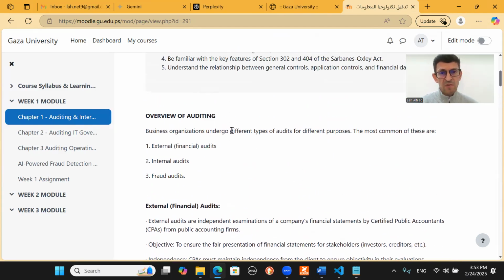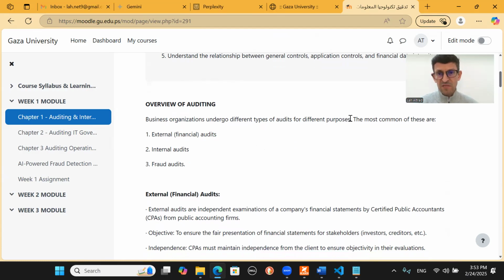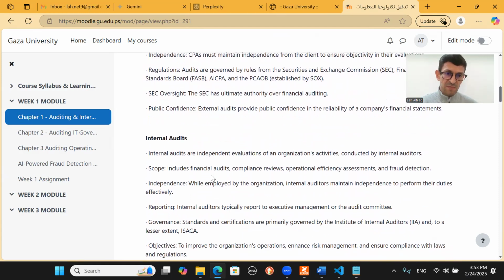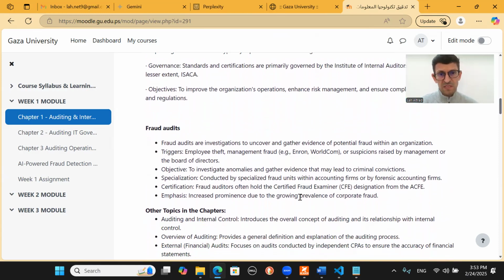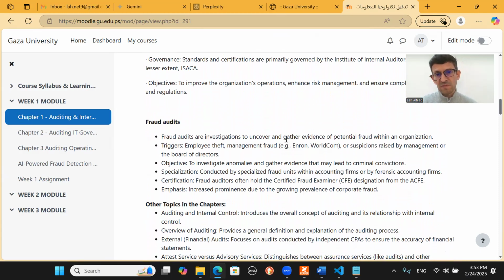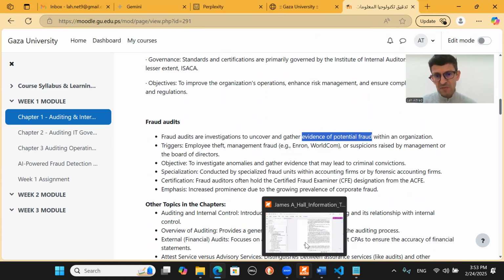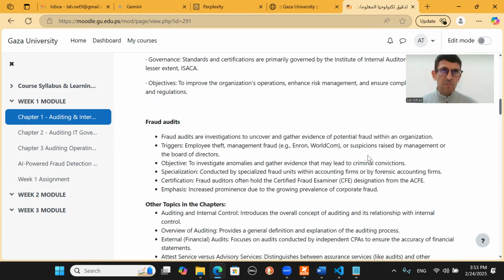So we said that our business organizations undergo three types of audits for different purposes, right? The third type here is fraud audits, and this one is for investigations to uncover and gather evidence of potential fraud. Now, this is a really critical and essential thing for organizations. There are a lot of tools and approaches, which some textbooks call frameworks, that you can apply in your organization in order to find out some potential fraud.